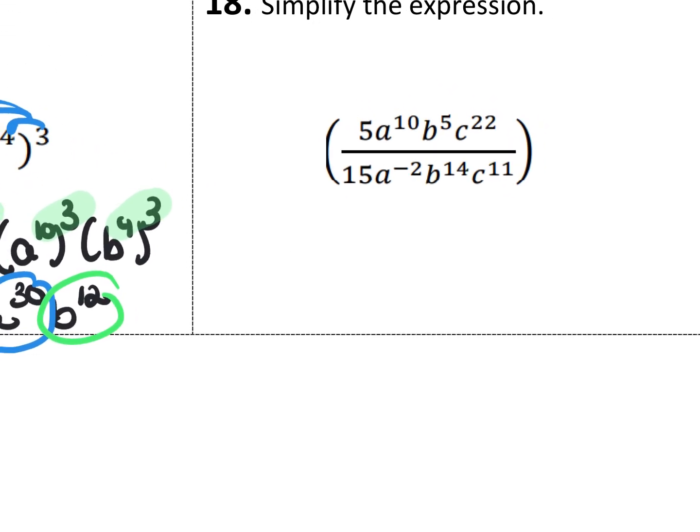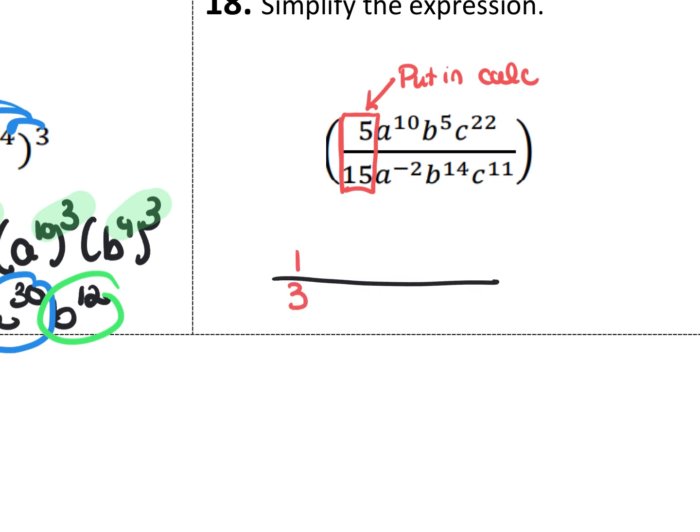And the next one, take the numbers right here, 5 over 15, put in the calculator. And when you put that in the calculator, that should come out to 1/3, a 1 on top and a 3 on bottom. Now I'm going to go through and just make everyone have positive powers.